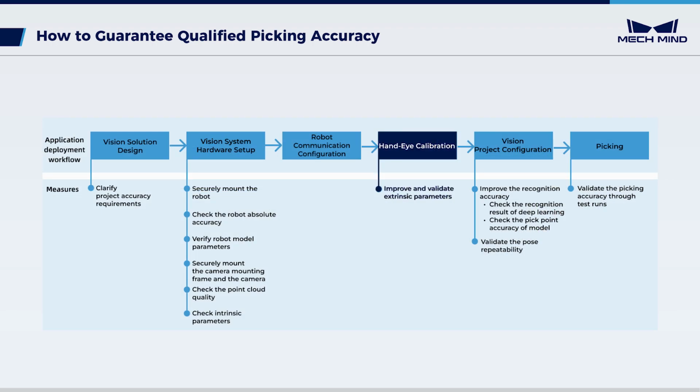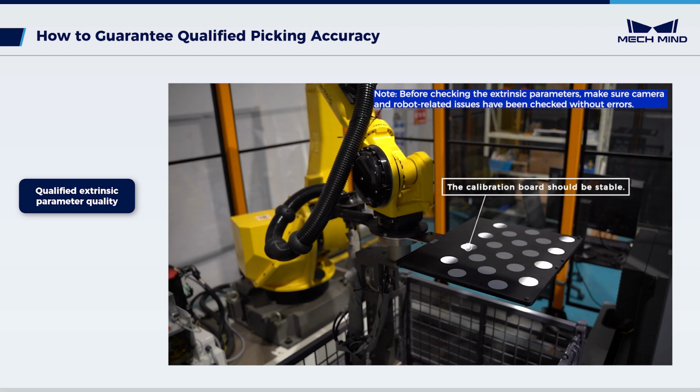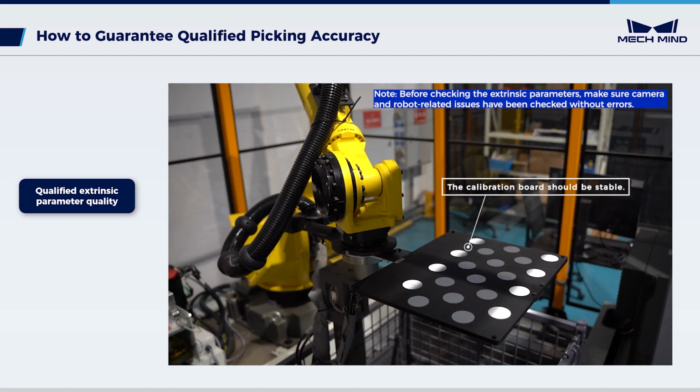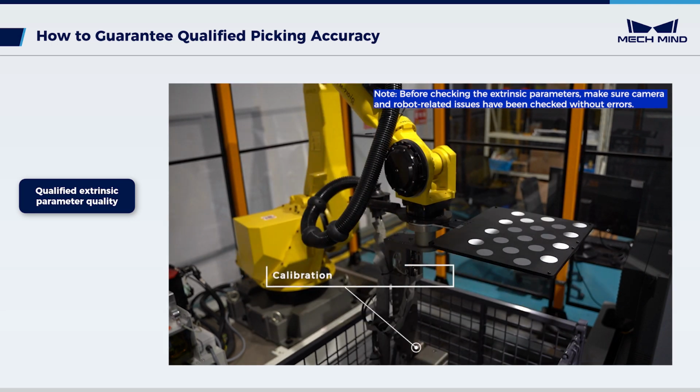For the process of hand-eye calibration, the extrinsic parameters will affect the picking accuracy. Therefore, the following should be noted to improve the accuracy. Stabilize the calibration board when the robot reaches the calibration path point to capture images. If the robot carries a heavy gripper, enable the robot payload compensation and complete the calibration with the gripper.